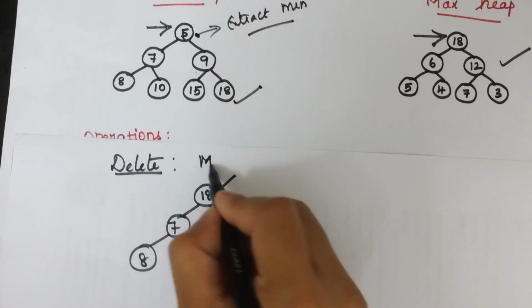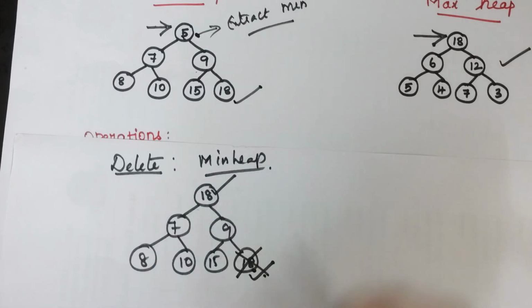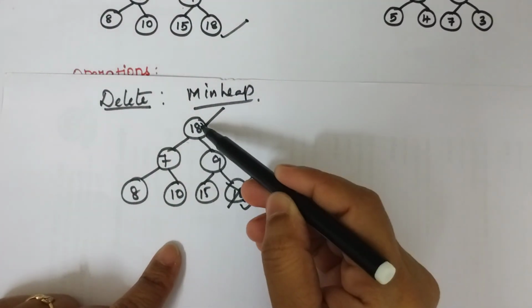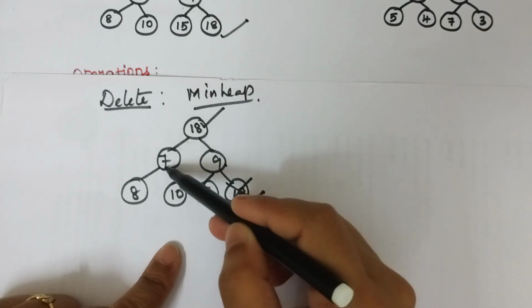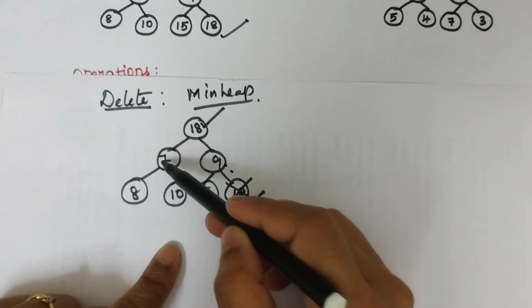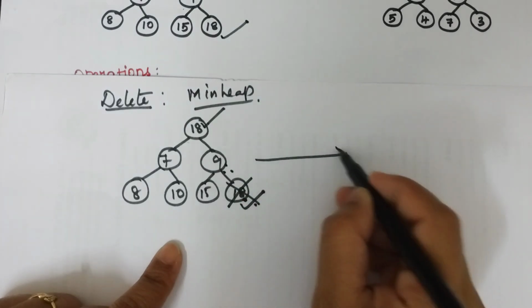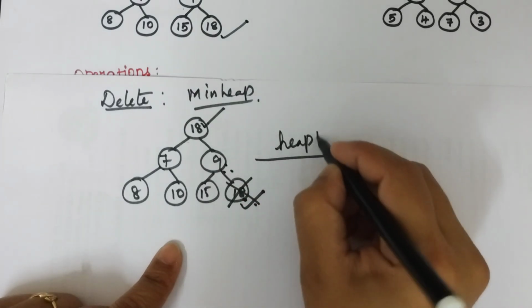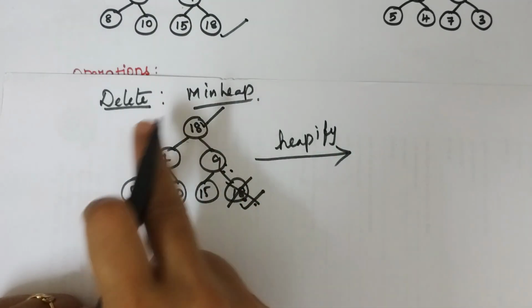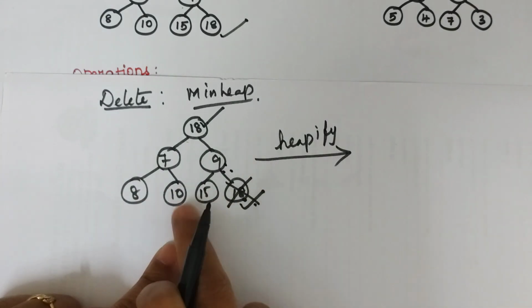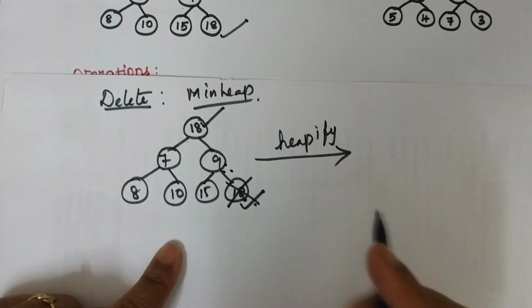Since we are dealing with the minimum heap, it should satisfy the min heap property, right? If you compare this 18 with its children, no, it is not satisfying the property because 18 is greater than its children. Since it is not satisfying the property, you need to perform the heapify operation. After performing deletion, you need to check whether it is satisfying the heap order property. If it is not satisfying, then apply the heapify operation.